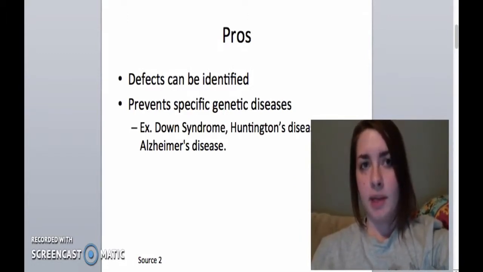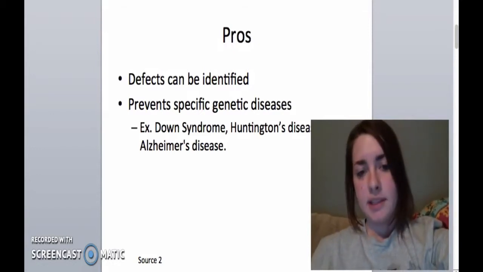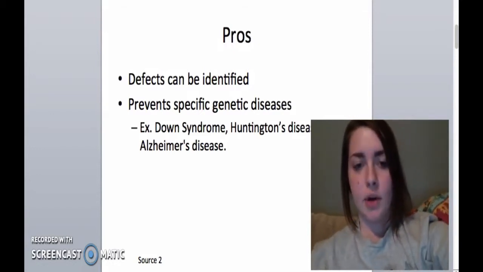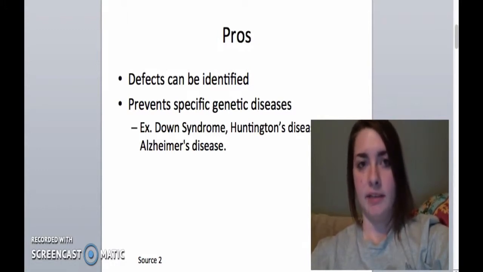When modifying the baby, the embryo is scanned for any defects that it might have. It is also scanned for any specific genetic diseases. Some of these specific genetic diseases are Down syndrome, Huntington's disease, and Alzheimer's disease. These are just some examples, but there are many other diseases that can be identified. If the embryo has any of these defects or genetic diseases, the embryo can be terminated.